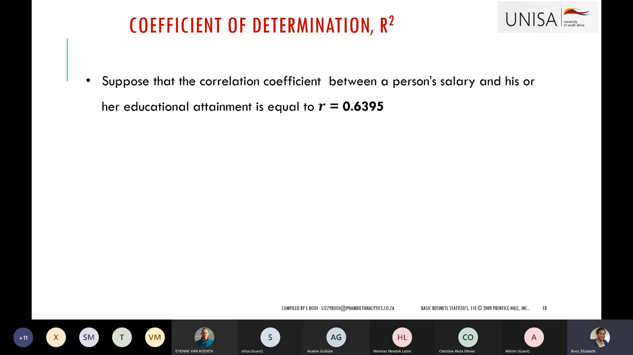Let's look at an example. This is your exercise, actually. Suppose that the correlation coefficient between a person's salary and his or her education attainment is equal to 0.6395. Calculate the coefficient of determination. That is your exercise. What is R squared?